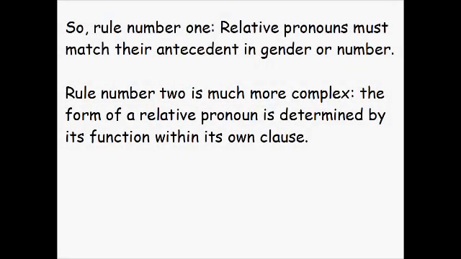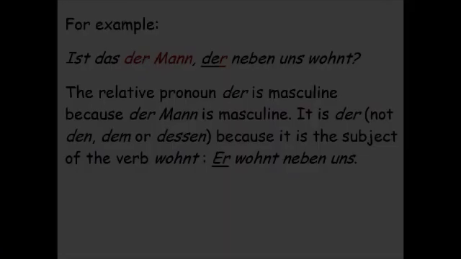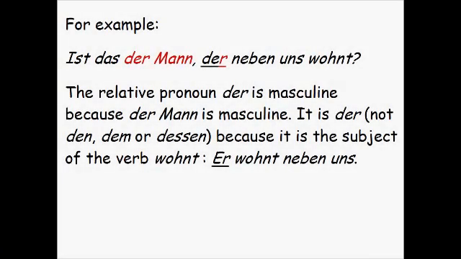So rule number one, relative pronouns must match their antecedent in gender or number. Rule number two is much more complex. The form of a relative pronoun is determined by its function within its own clause. For example, ist das der Mann, der neben uns wohnt? The relative pronoun der is masculine because der Mann is masculine. It is der, not den, dem, or dessen, because it is the subject of the verb wohnt. Wohnt neben uns.